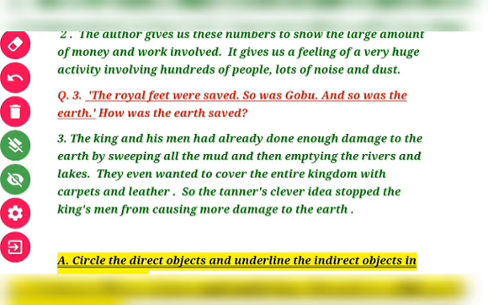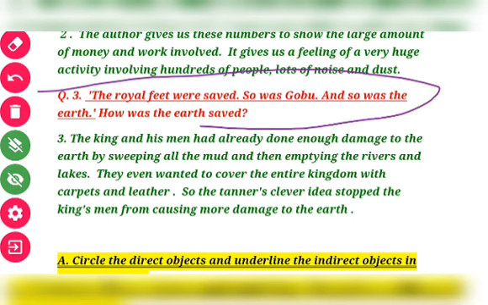The royal feet were saved. So was Gobu, and so was the earth. Very good statement you will see. The royal feet were saved. So was Gobu, and so was the last line of the chapter you will see here. The statement. How was the earth saved?